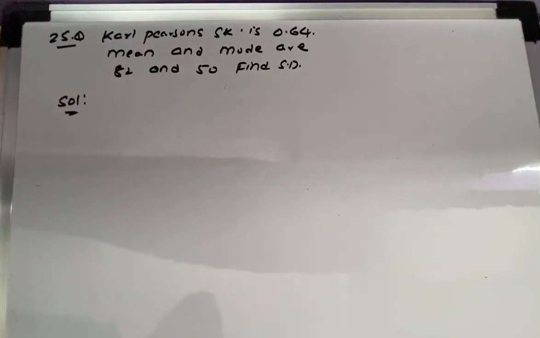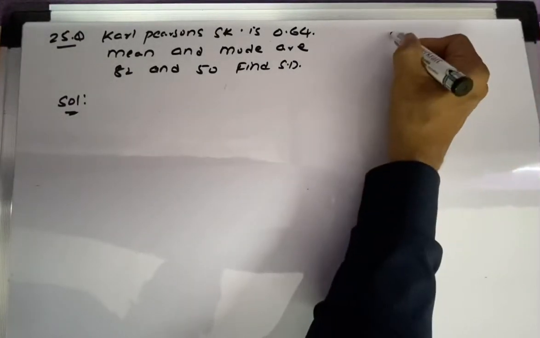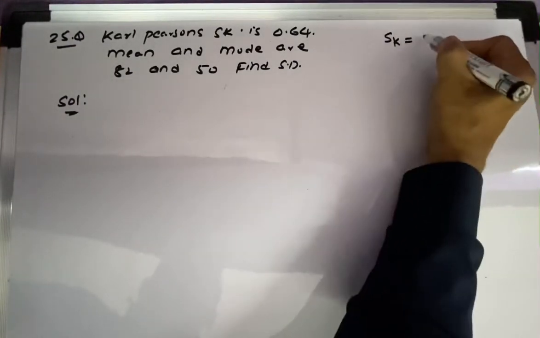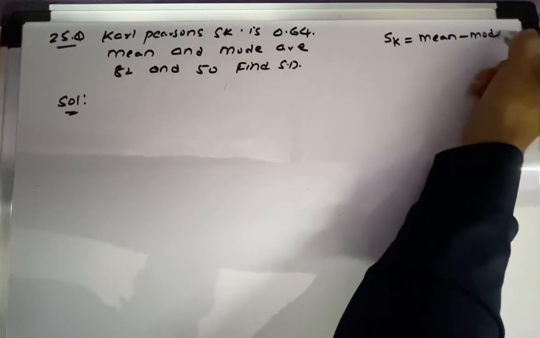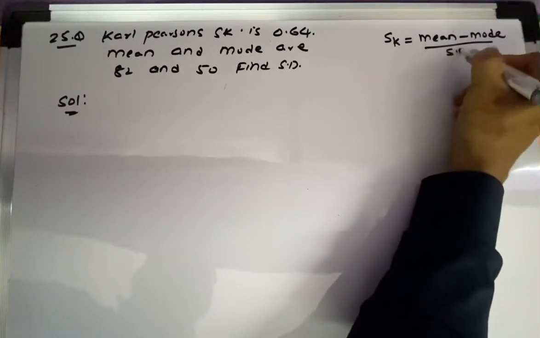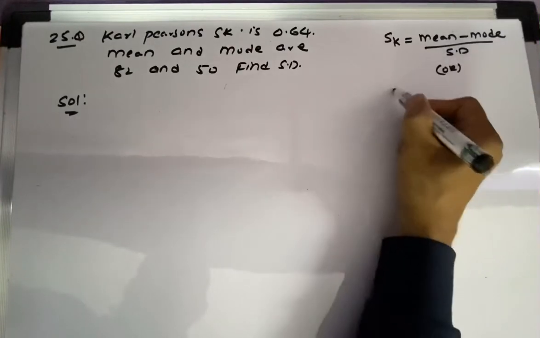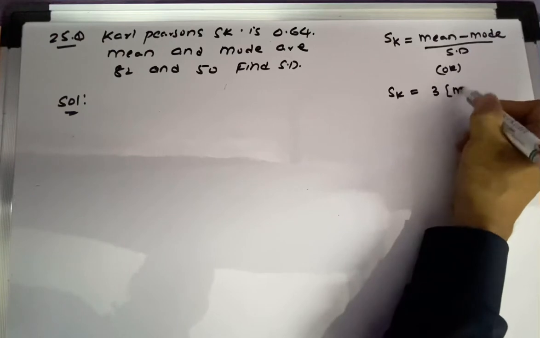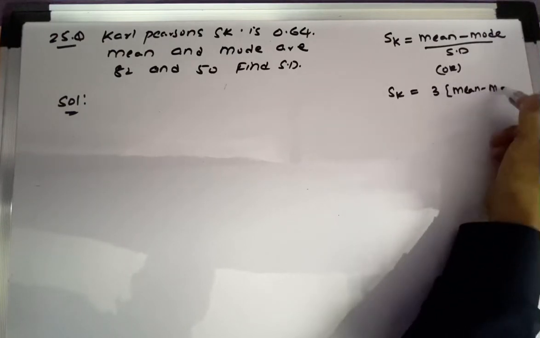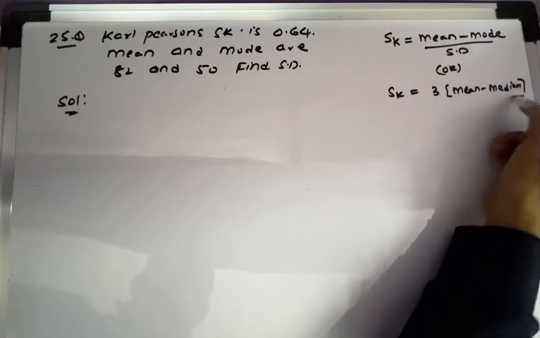Karl Pearson's skewness is 0.64. Mean and mode are 82 and 50. Find the standard deviation. Now you should know the skewness formula. Karl Pearson's skewness equals mean minus mode divided by standard deviation. And one more formula is there: Karl Pearson's skewness equals 3 into mean minus median divided by standard deviation.